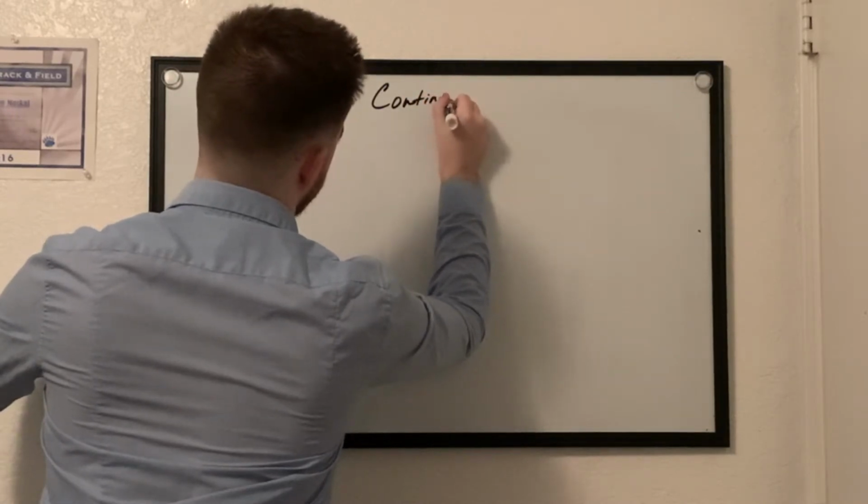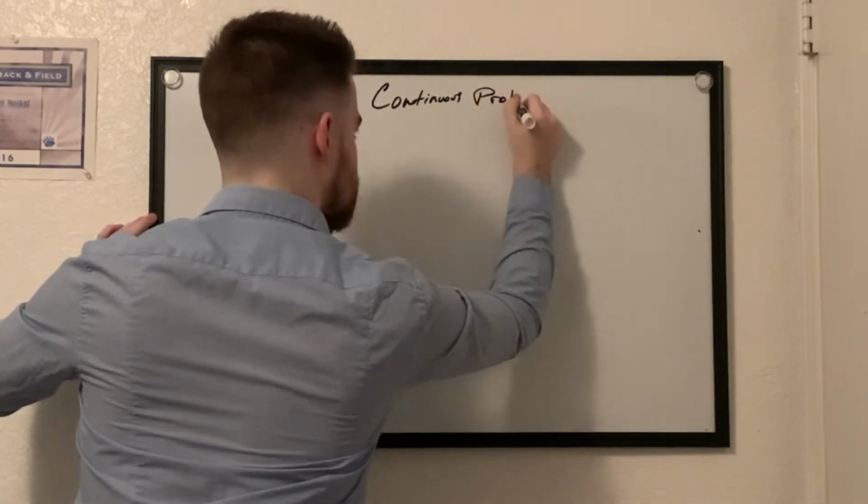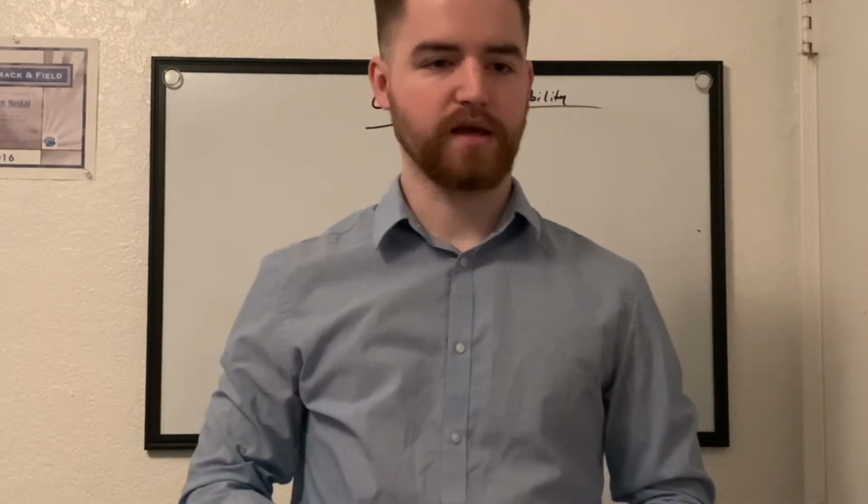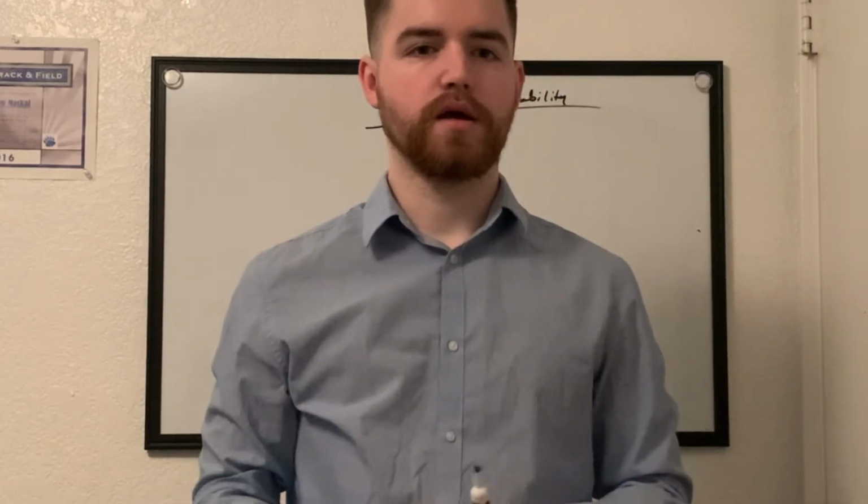Today we're going to be talking about continuous probability. In the last video, we talked about discrete probability and the models and distributions associated with it, like binomial and Poisson. The main difference between discrete and continuous distributions is that discrete models can only take on a finite set of values. They're typically countable. However, a continuous distribution can take on an infinite number of values.